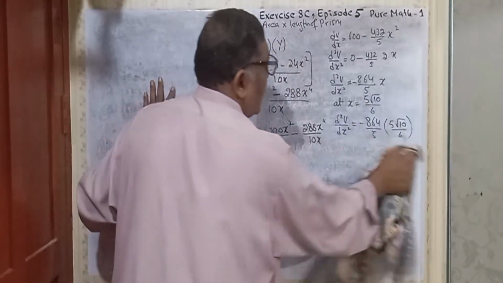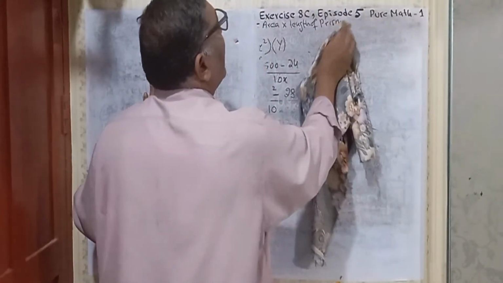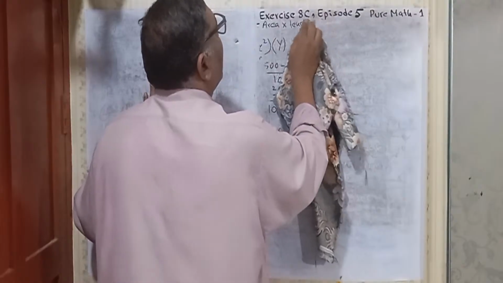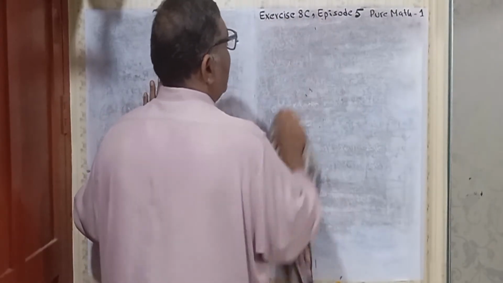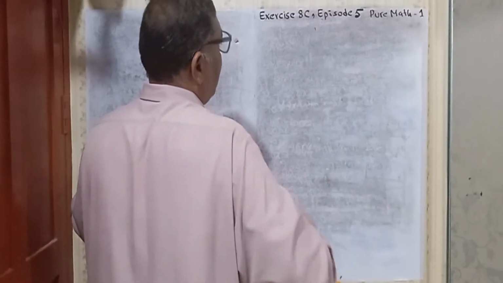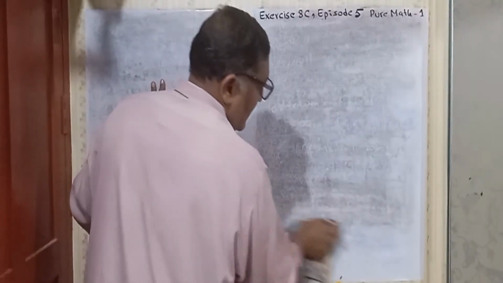So let's start the next question. The next question is question number 14 of exercise 8C. There are a total of 15 questions in this exercise, and this is our 5th episode on this. Okay, so if God gives me the chance, we will complete this exercise today. Okay, so in question number 14 coming up on your screen.